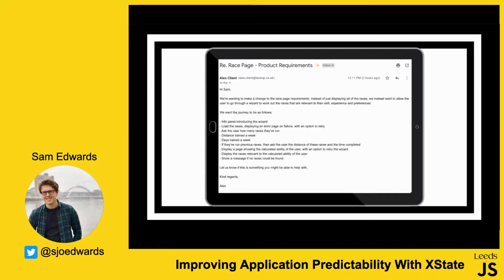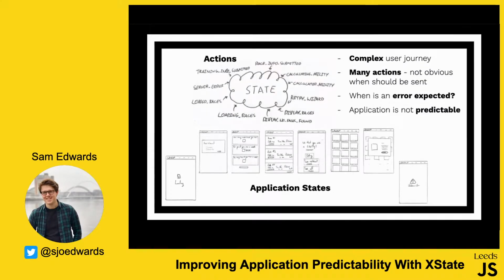Now, okay, you take that, you go back into your room with a whiteboard and you think, how the heck are we going to put this together then? And you might end up with something like this. So you can see that instantly it's a lot more complicated. And if you look at the diagram on the top left, the actions that are being dispatched to the state suddenly become a lot more complex. And how do we know as a developer that calculating ability shouldn't come after loaded races, shouldn't come after race info submitted? It gets really complicated.